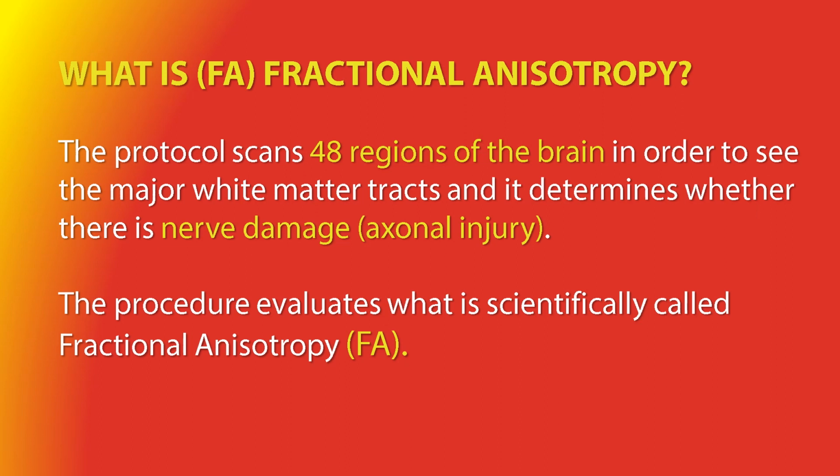So what will we be analyzing? Well, we'll be looking at that axon that I showed you earlier, and we'll be looking at the path of the water molecules as they move across the axon, which is insulated. And we'll scan 48 regions of the brain, which have been defined by Johns Hopkins University, in order to see all of the white matter tracts that are important to cognitive function. And we do this in order to determine whether there is nerve damage or axonal injury. What we do is evaluate what is scientifically called fractional anisotropy, or FA. So remember the term FA.